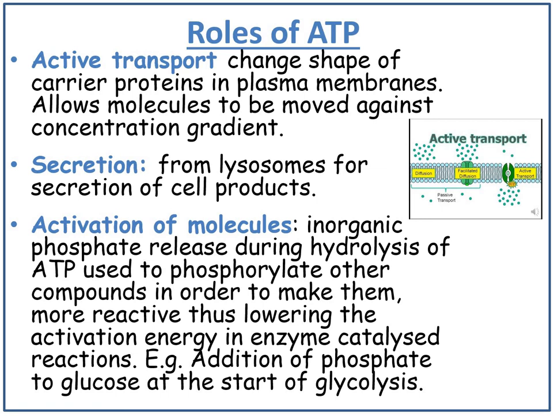Activation of molecules. Inorganic phosphate released during hydrolysis of ATP is used to phosphorylate other compounds in order to make them more reactive, therefore lowering the activation energy in enzyme-catalyzed reactions. For example, addition of phosphate to glucose at the start of glycolysis.